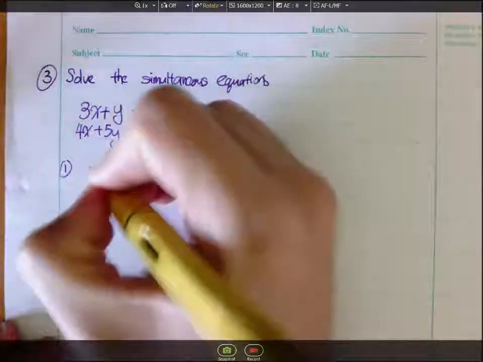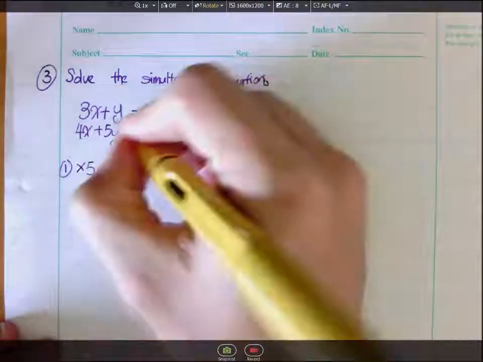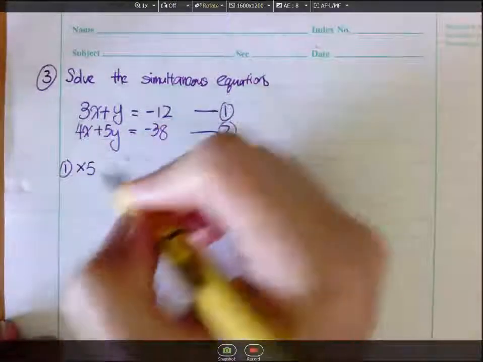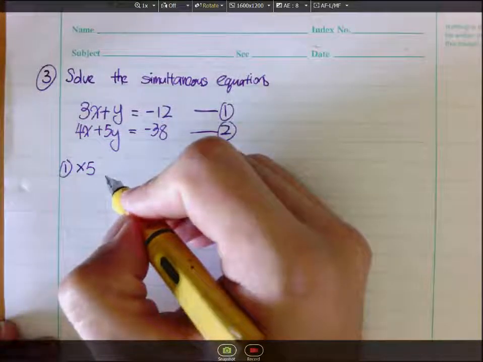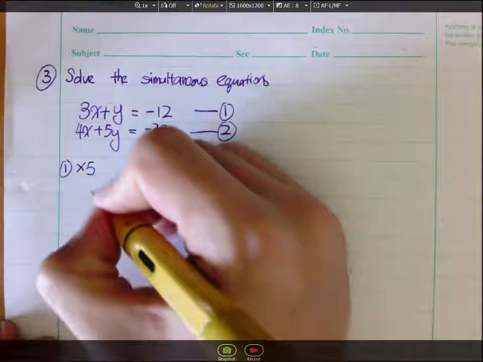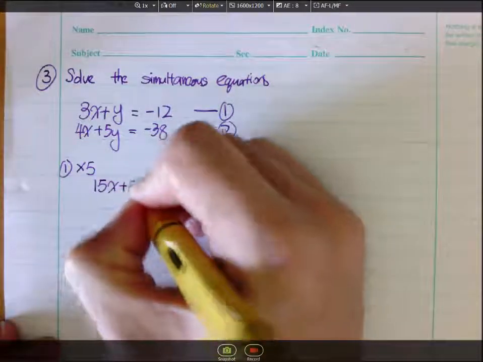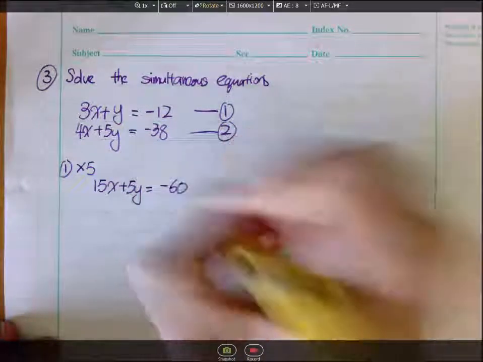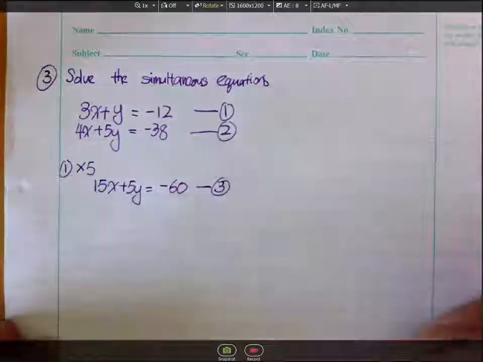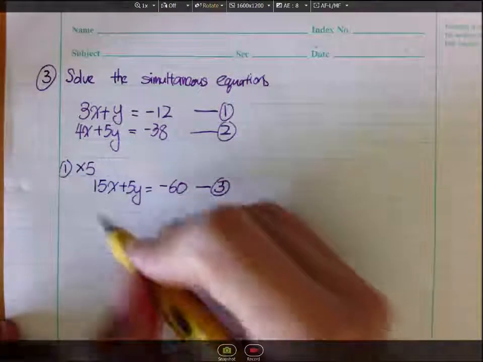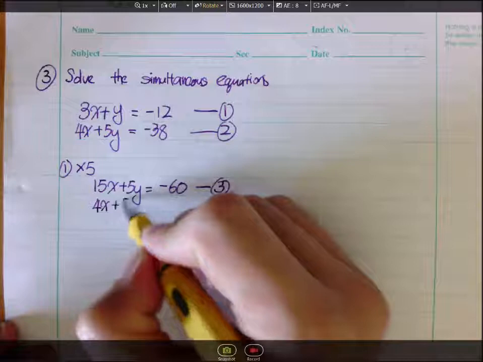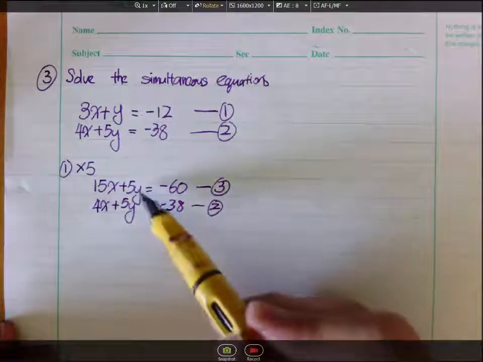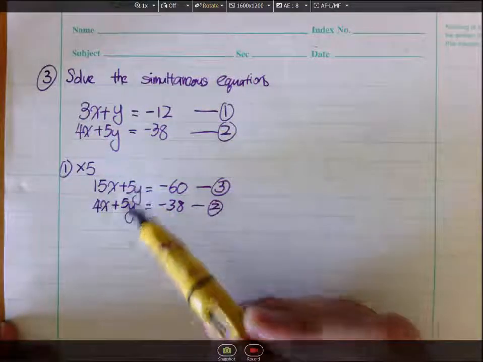So what I do now is this: I take equation 1, I multiply by 5, because this is 1y, I want to create the 5y here. So equation 1 times 5 means everything in equation 1 is multiplied by 5. So I get 15x plus 5y equals negative 12 times 5 is negative 60. That is equation 3. Now I just write equation 2 below. Notice that I've created the same value. Same value, same sign.